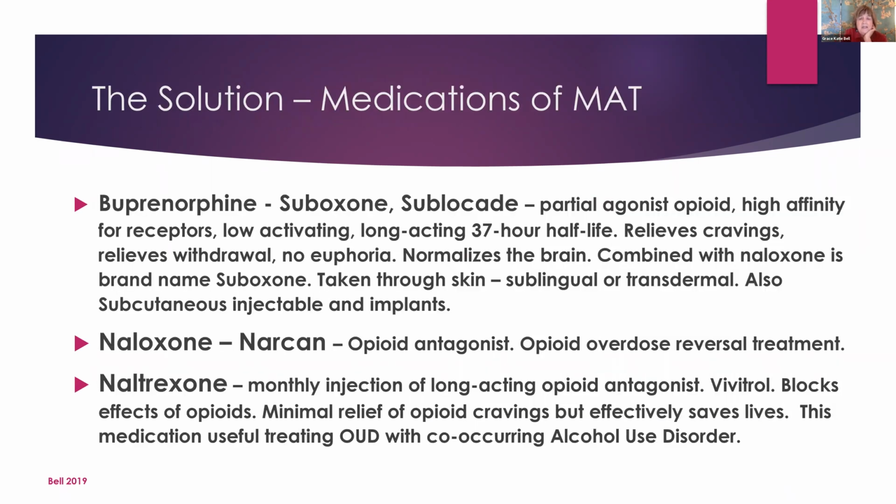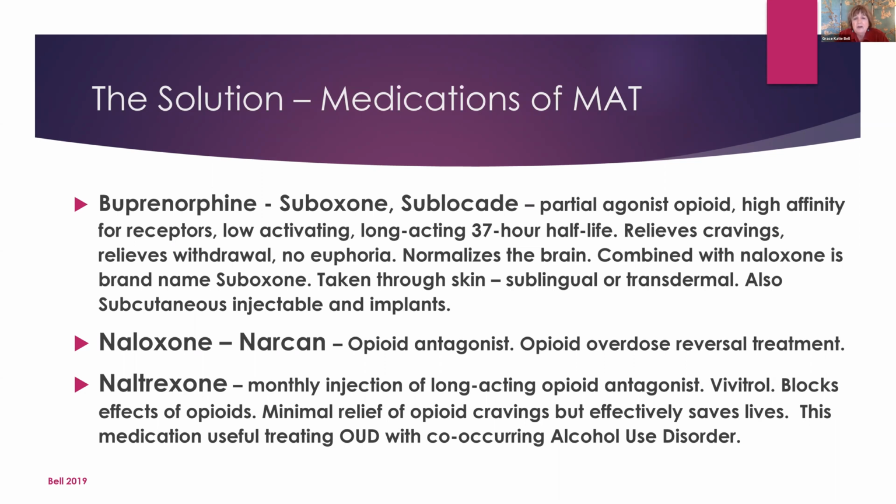The solution is medications of MAT. So we've talked a little bit about buprenorphine. Just real briefly, it is a partial agonist opioid, which means that it attaches to the receptors, but it's not fully activating. It has a high affinity for the receptors, low activating, long acting. So we're going to have stability just from that one long acting, 37-hour half-life. Relieves craving, relieves withdrawal, and if they're on the right dose, there's no euphoria. So it normalizes the brain very quickly. Wish I had buprenorphine for all the other substance use disorders.